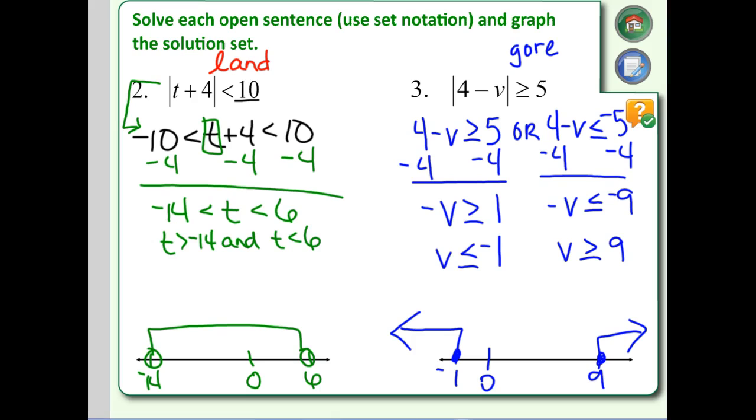So again, absolute value, I have to have two answers. If it's an absolute value inequality, what determines which compound inequality I have is the inequality sign. If it's less than, we've got to make it look like an "and." If it's greater than, we've got to make it look like an "or."